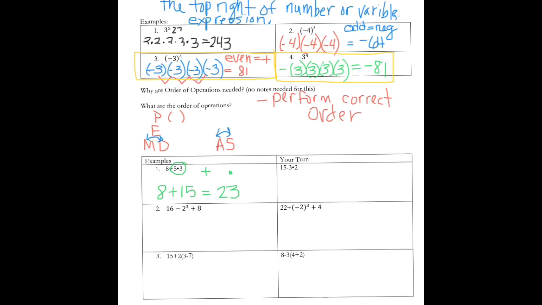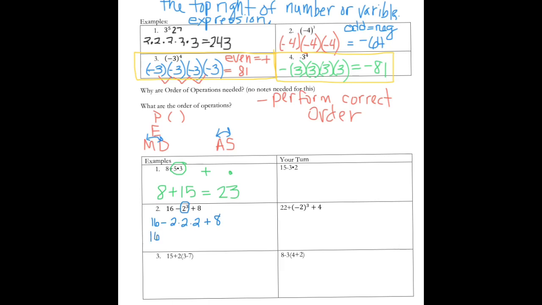Our next example, example number 2, is 16 minus 2 to the 3rd power plus 8. Order of operations says I have to do exponents before I do subtraction or addition. The exponent is just attached to the 2. It's not grouped. That 2 is not grouped with the negative in a parenthesis. So it's really 16 minus 2 times 2 times 2 plus 8.